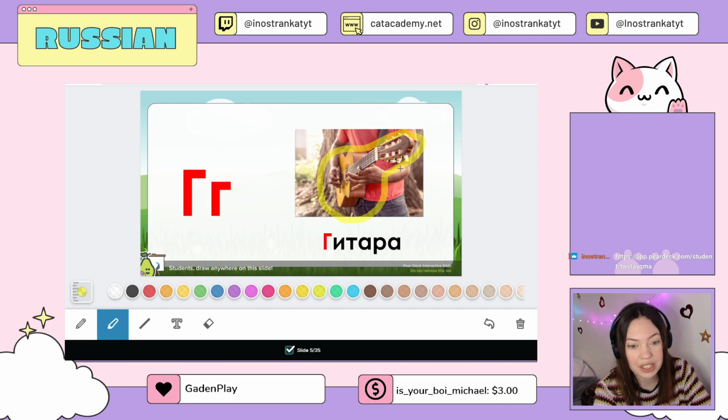So it should be a guitar. And in Russian it is the same. Gitara. So we stress the second syllable. Gitara. So this bukva is bukva G.